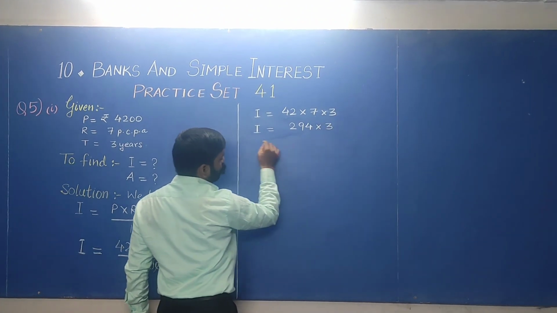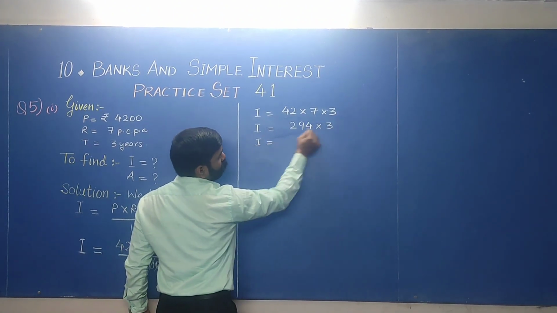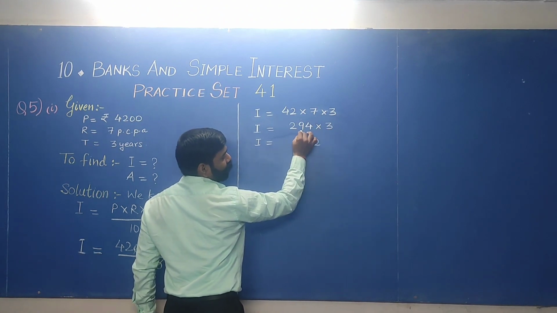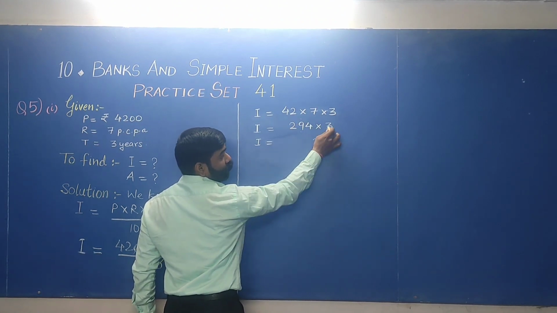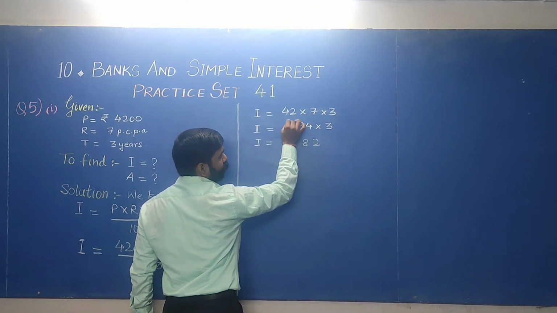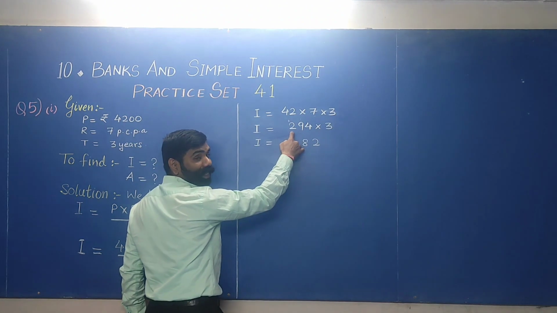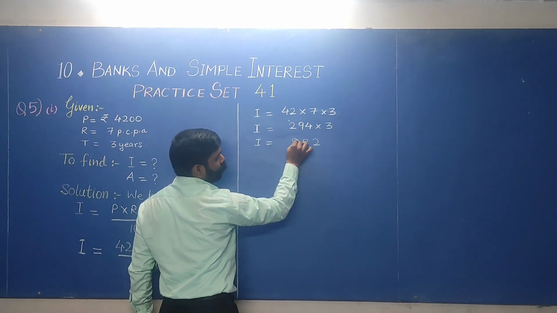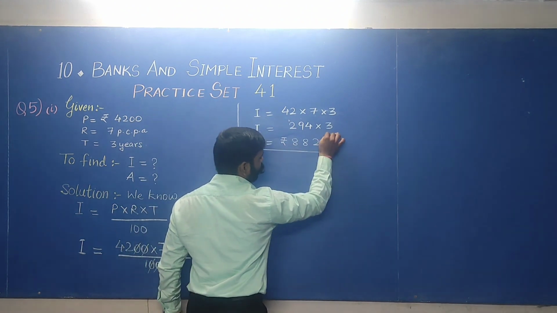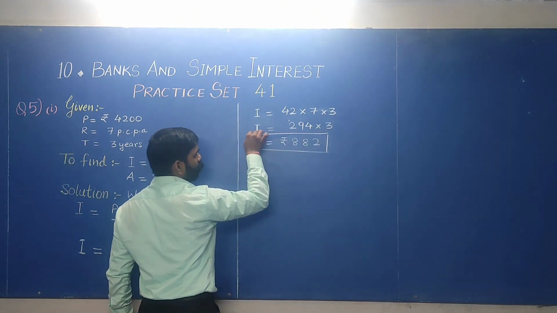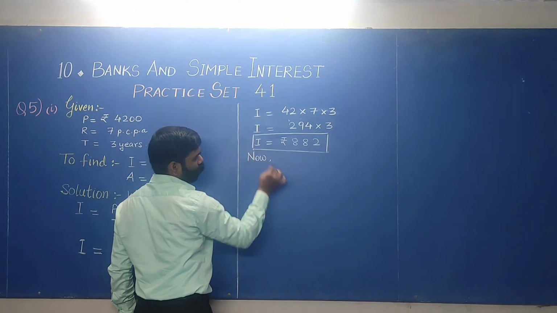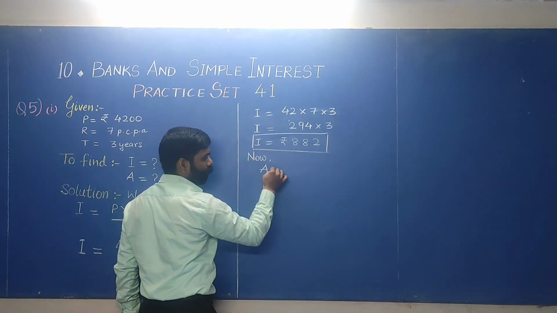Multiply by 3. I is equals to 3 4s are 12, carry 1. 3 7s are 21. 3 9s are 27. 27 plus 1, 28. Carry 2. 3 2s are 6. 6 plus 2, 8. So we got interest as rupees 882.